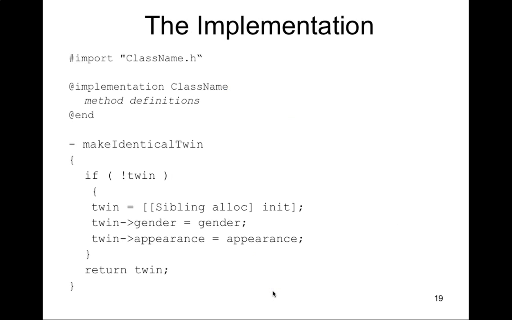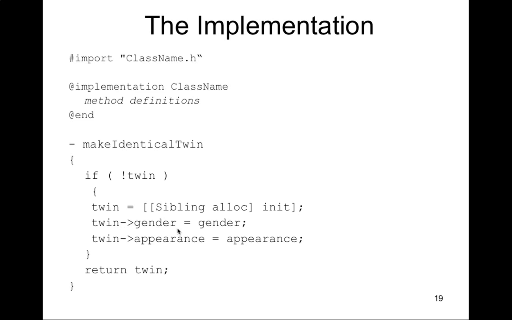Alright, so here's an implementation example, importing a classname.h. This is the classname.m file, where we have the implementation of this class. We have some method definitions here, and then we're going to make identical twin. So we have a method. It's an instance method. And if it's a twin, then sibling alloc init. And now we see, well, this is very C-like as well. So people who are in the Java course have never seen this syntax before. And you can actually get away with not using it in Objective-C, depending upon how you're using your object references.